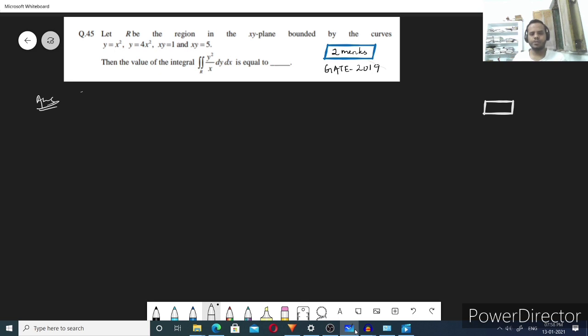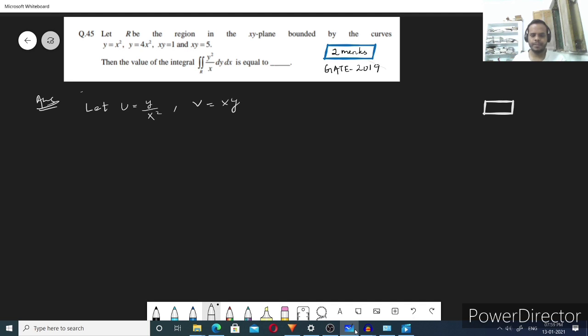In short, we have to find the double integral of this function over the region. If we draw the graphs and find the points of intersection, it will take time, and this is the traditional way, so I don't go through this method. I am using the change of variable method. Let u equal y by x square, and v equal xy.